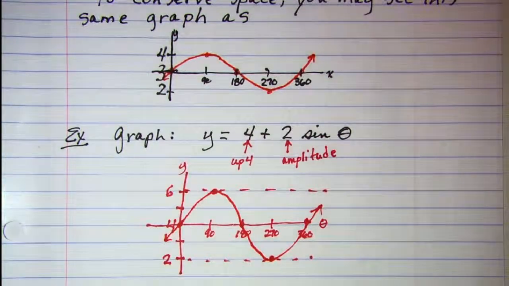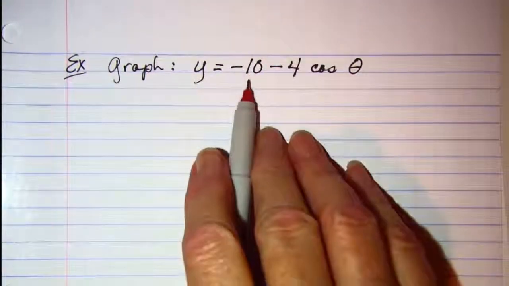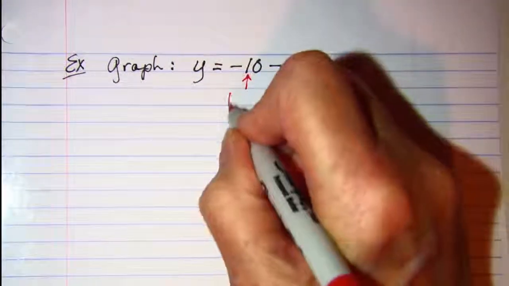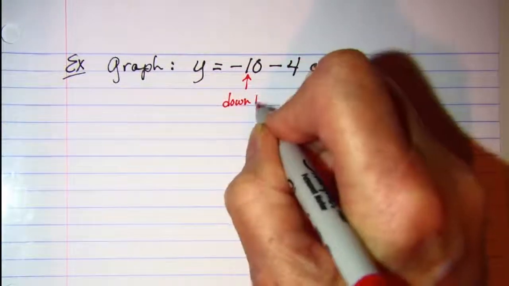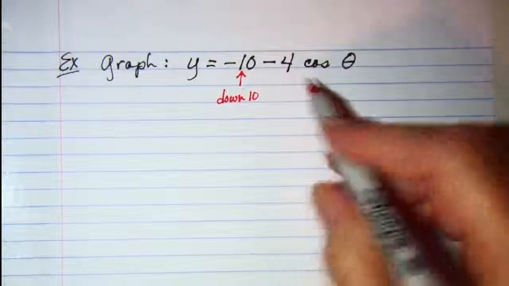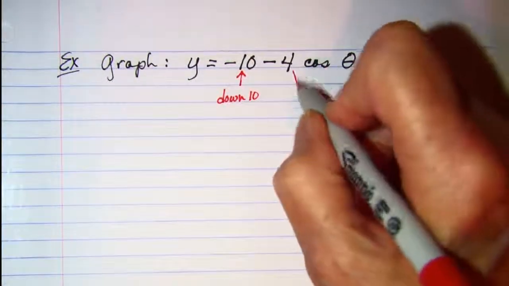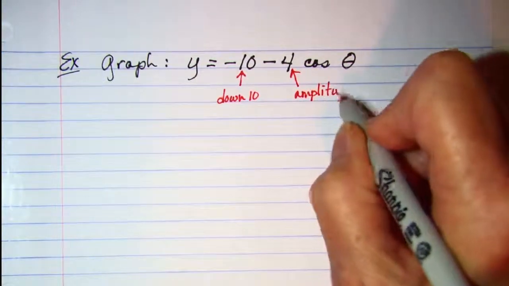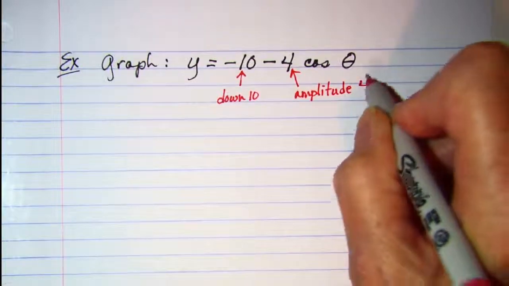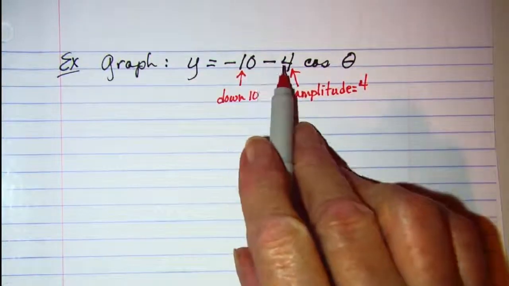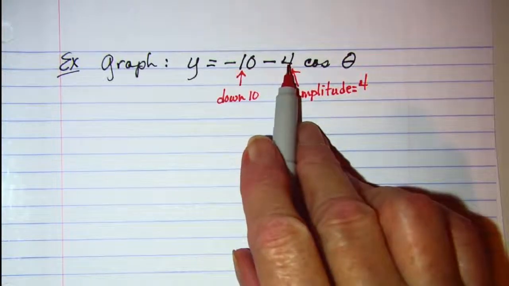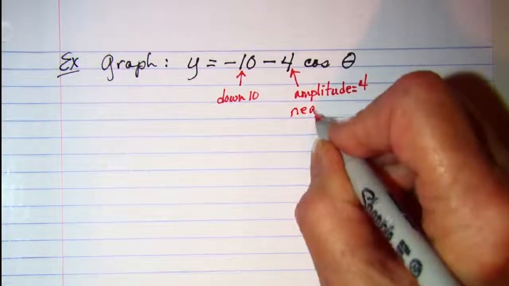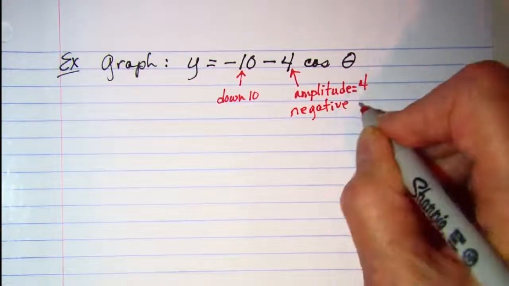Let's do another one. Again, my constant is added in the front. So this is telling me to move down 10. And my coefficient of my cosine is 4, so I have an amplitude of 4. And also notice that the coefficient of my cosine is a negative. So I need to make a note to myself that I need a negative cosine curve.